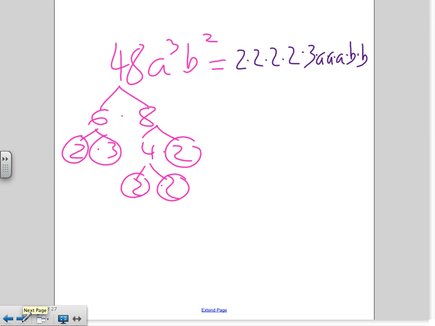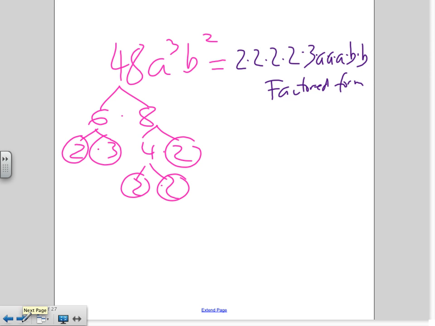Okay, so this is what we call the factored form. And what do you notice about factored form? All of your numbers are all prime. Your variables are all in the power of 1. That's called factored form. Okay? So all we do is figure out the number and then mark it out. Any question on that?